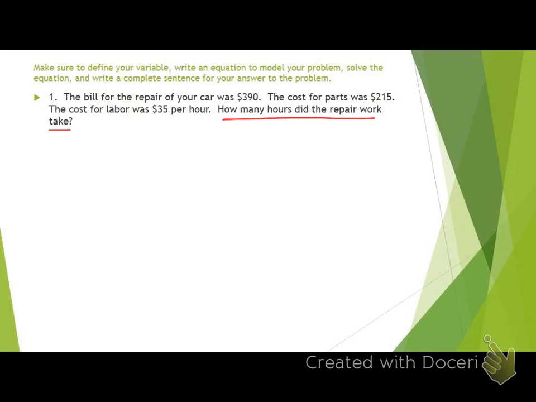Let's go through and circle some important values. Well, the 390 is definitely here. The 390 was the total for the repair, right? So maybe it's important to understand that the $390 represents the total. The 215 was the cost for the parts, right? And the $35 per hour. I would argue that that entire phrase is important. That was the cost for the labor.